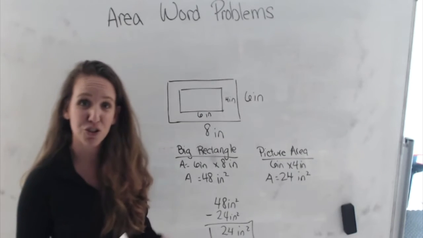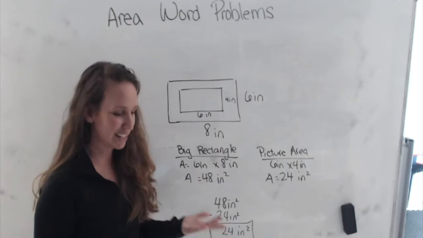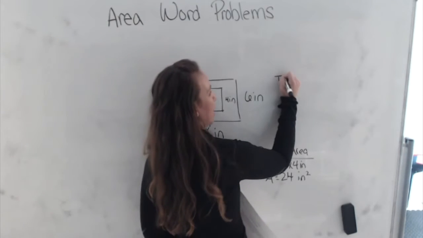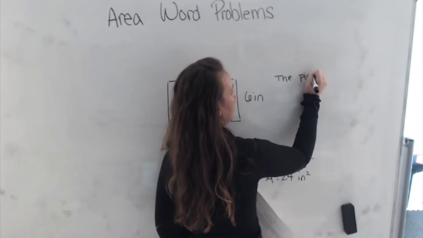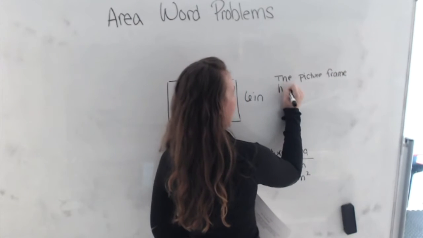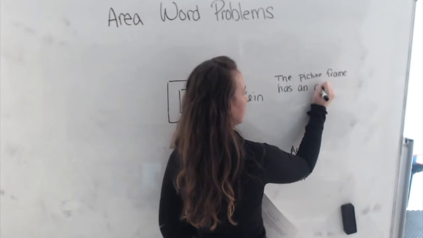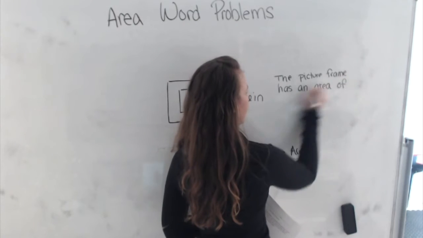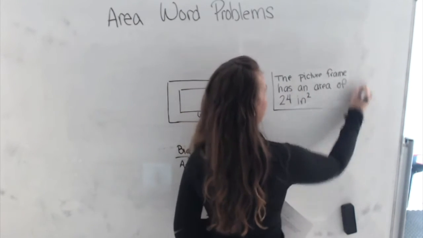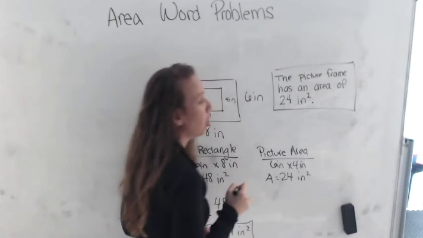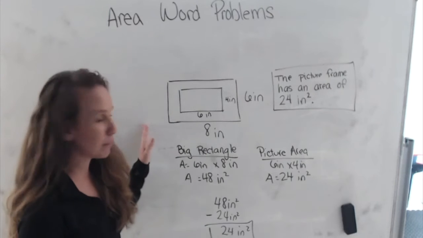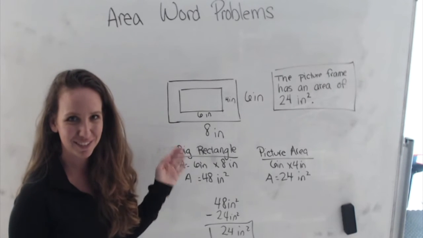But we didn't really answer the question. We have to make sure we answer in a sentence. What is the area of the picture frame? So, the picture frame has an area of 24 inches squared. And that is my answer. Always answer in complete sentences. Okay, so that's number 1. How'd you guys do?